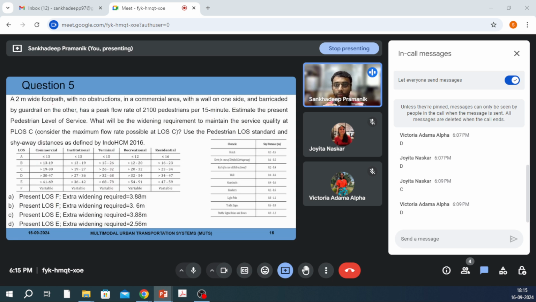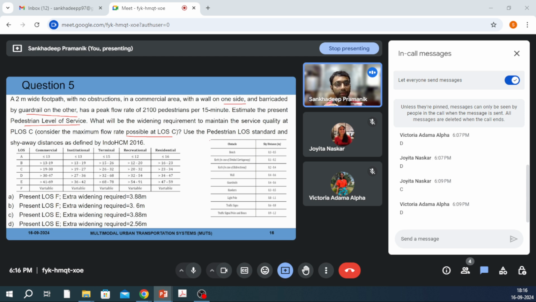Next is a 2-meter wide footpath with no obstructions in a commercial area, with a wall on one side and barricade by guardrail on the other side, which has a peak flow rate of 2100 pedestrians per 15 minutes. Estimate the present pedestrian level of service. What will be the widening requirement to maintain the service quality at PLOS C? Consider the maximum flow rate possible at PLOS C. Use the pedestrian LOS standard and shy away distance as defined in Indo HCM 2016.